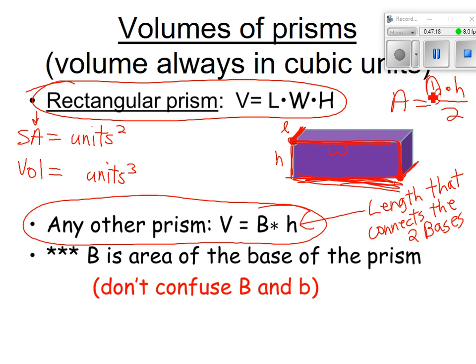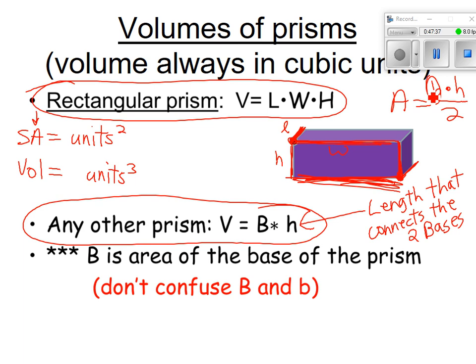And don't get the height of the triangle confused either. Does everybody see that on that triangle? That's the height of that triangle, right? Is that the height of the prism? No. So the height of the triangle is different than the height of the prism. Don't get those two confused either.